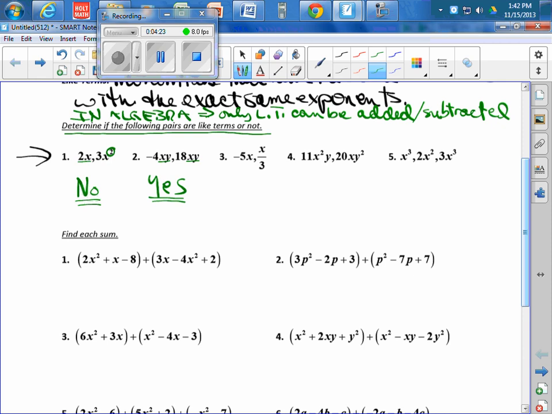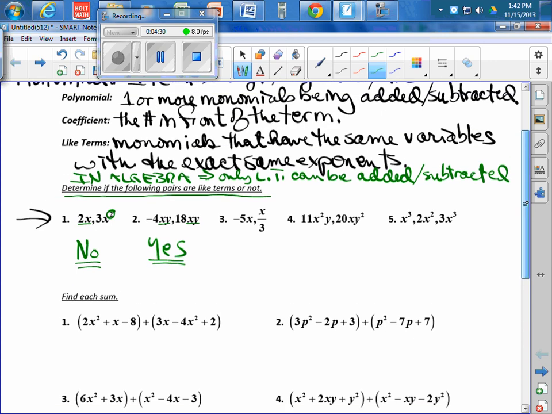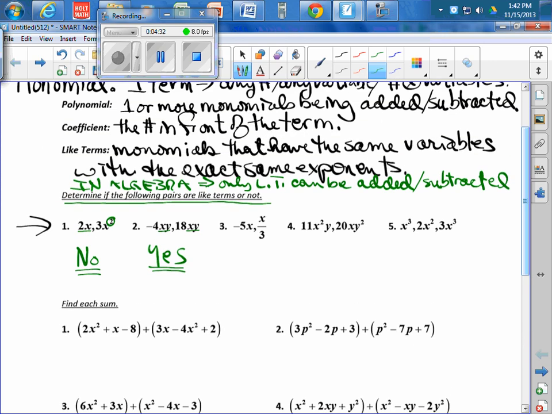In number 3, are these like terms? Well, let's look back at our definition. Monomials, well, negative 5x is a monomial. x over 3 is a monomial. So they're both monomials. They have to have the same variables with the exact same exponents. So they are. These are like terms. Now, here's another question. What's the coefficient of negative 5x? If you said negative 5, you're correct.